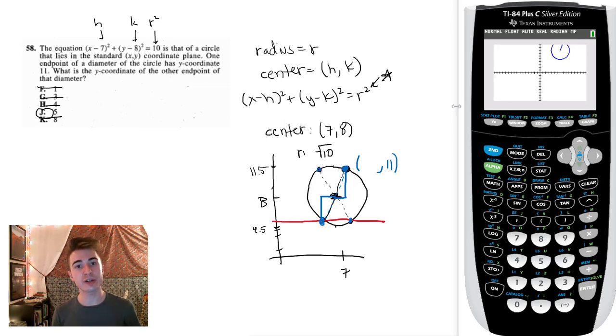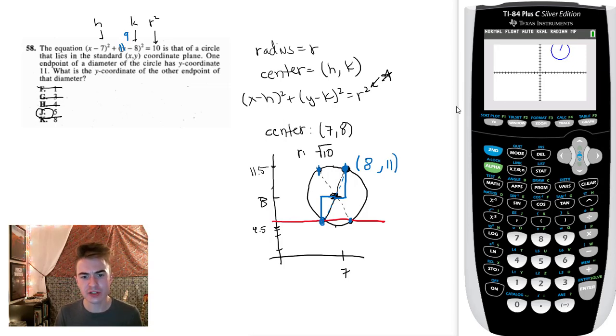Easy. That's what the formula of the circle is for, or the equation of the circle. So if I know y is 11, I can plug in 11 there. This becomes 3. Squared is going to make this whole term 9. Notice 9 plus this term is going to be equal to 10, so this term's got to be 1. So this could be either 6 or 8. So this one here is going to be 8, 11.